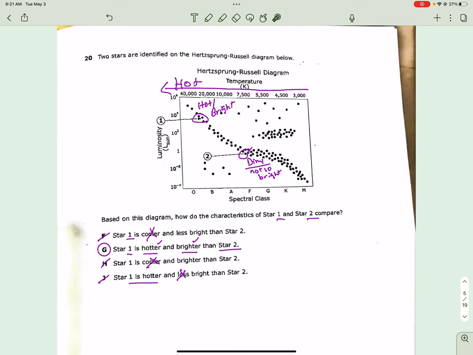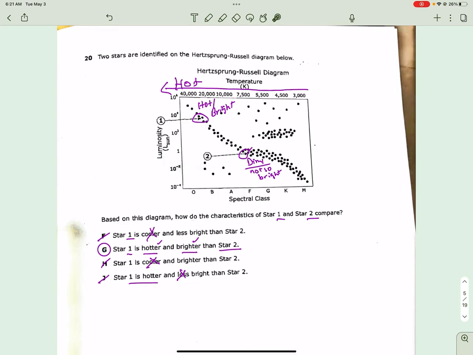Possible answer 1 says star 1 is cooler and less bright. Nope, it's not cooler. It's actually hotter than star 2. Now, G says star 1 is hotter and brighter. Yes, we see it way up here, way up to the upper left. And the 2 is close to the right and close to the bottom. So star 1 is hotter and brighter than star 2. That is correct. And I would put a question mark right here.